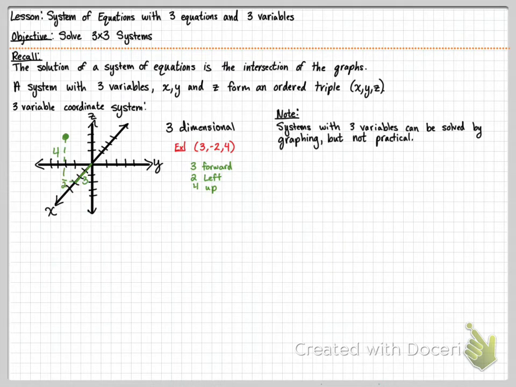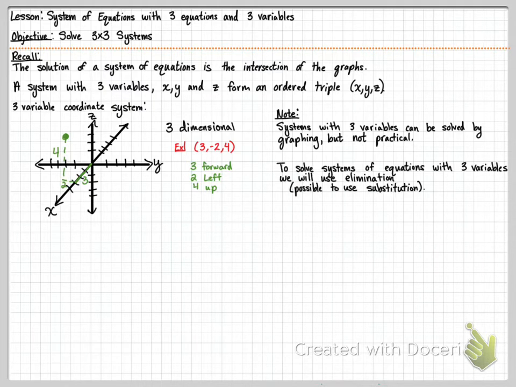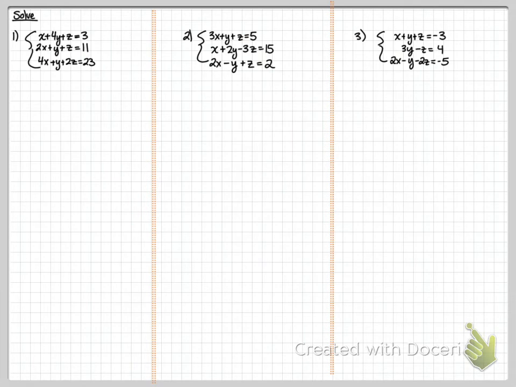Okay. Here's a note. The systems with 3 variables can be solved by graphing, but it's not practical. To solve systems of equations with 3 variables, we will use elimination. It is possible to use substitution, but here we're going to just be using elimination. The solution types are one solution, no solution, or infinite solutions.